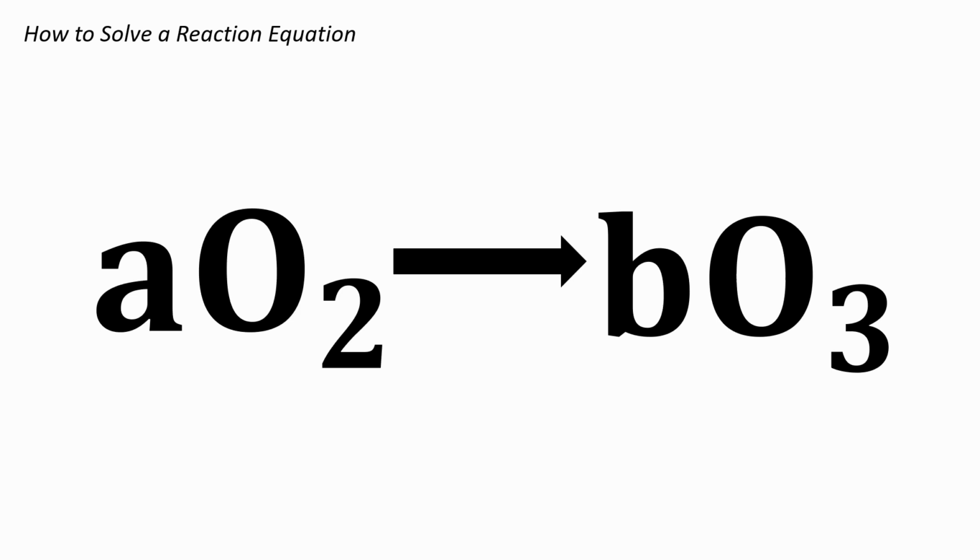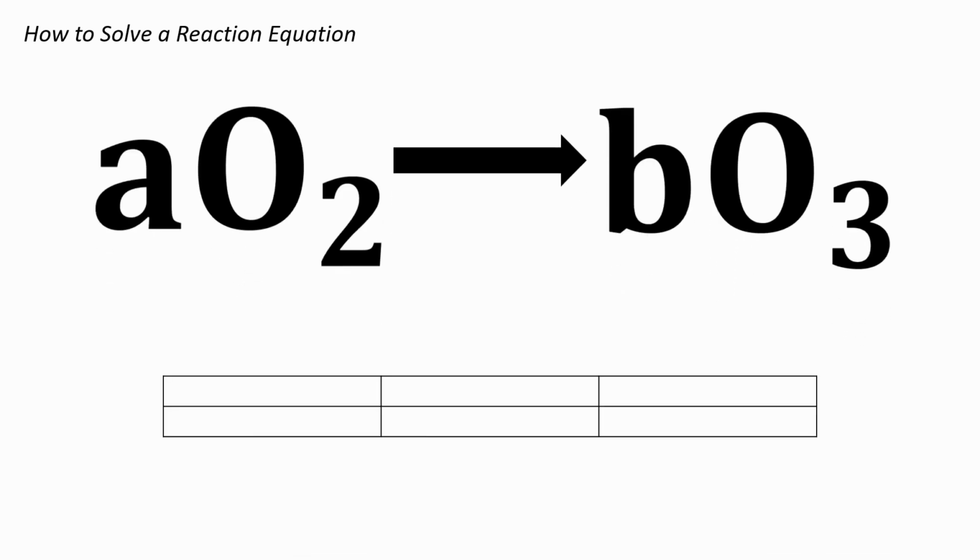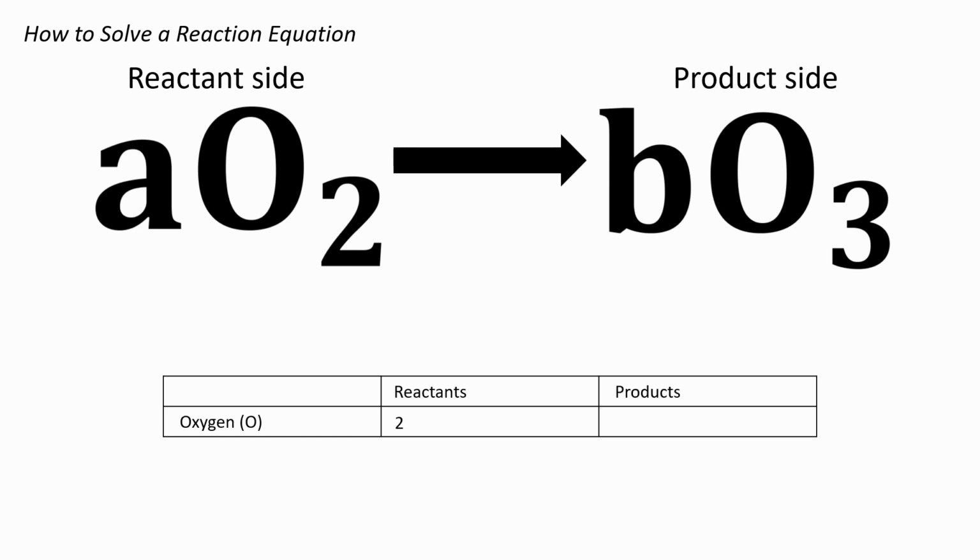In this problem, we must find the coefficients, which once again are how many of each molecule is needed for the reaction to be balanced. The coefficients will, in this example, be represented by the small letters a and b. A method we'll be using is to draw a chart. We'll start by adding in the amount of each atom we have. On the reactant side, the left side of the reaction arrow, we have 2 oxygen atoms. On the product side, the right side of the reaction arrow, we have 3 oxygen atoms.